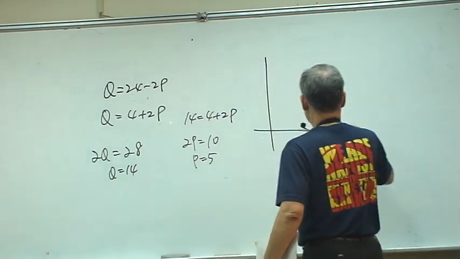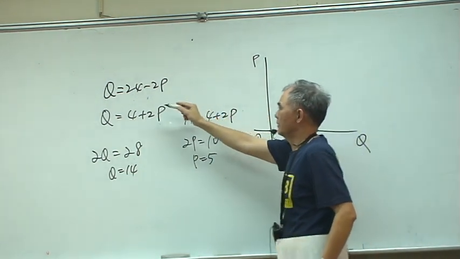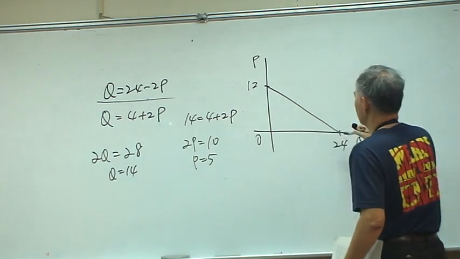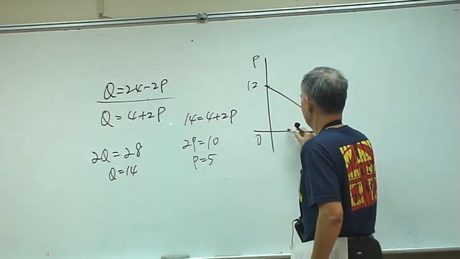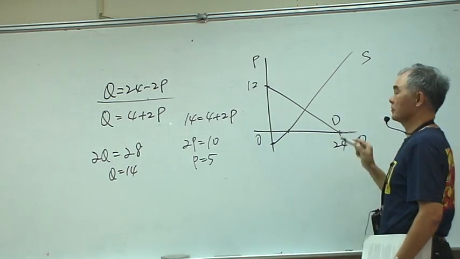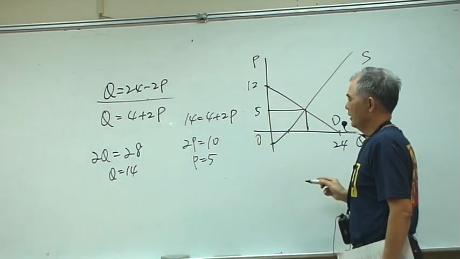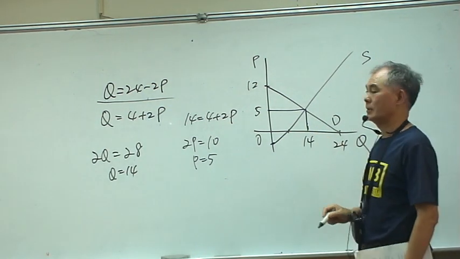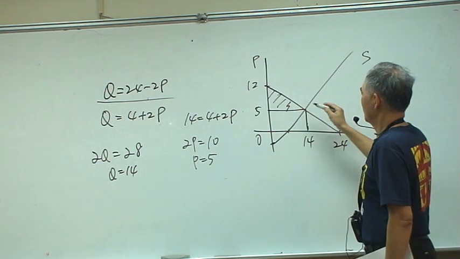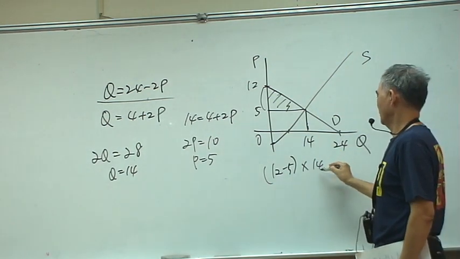So then we need to show this. The demand curve is here: 24, and here is 12. And then here we have 4, and then -2. So the supply curve looks like this, the demand curve looks like that, and the price is equal to 5, and the quantity here is 14. To calculate consumer surplus is easy, just this triangle. So the height is 12 minus 5, times the base 14, times 1/2.